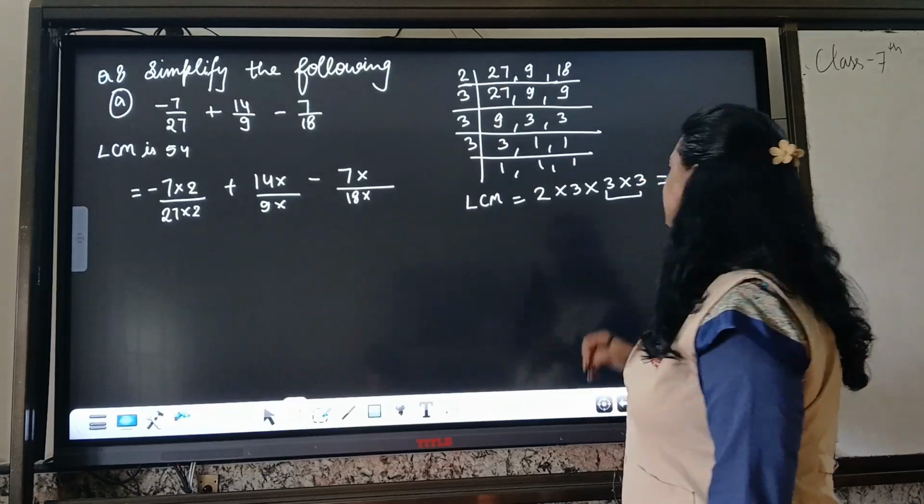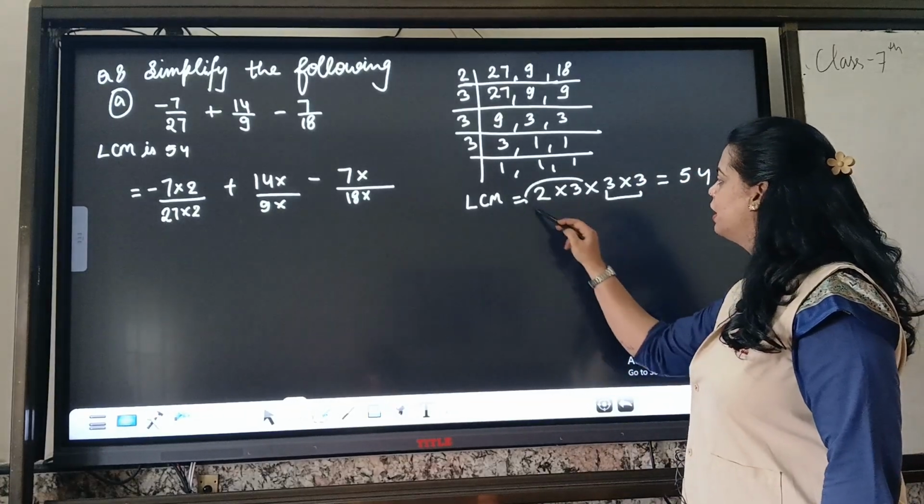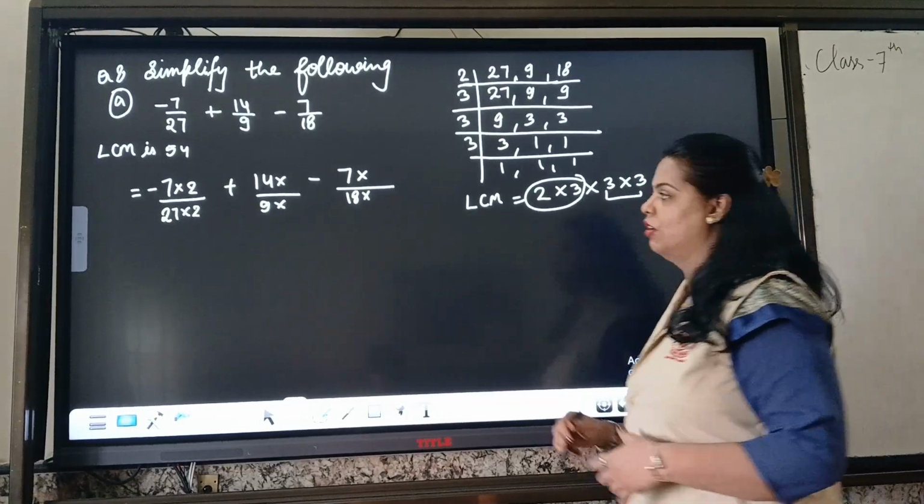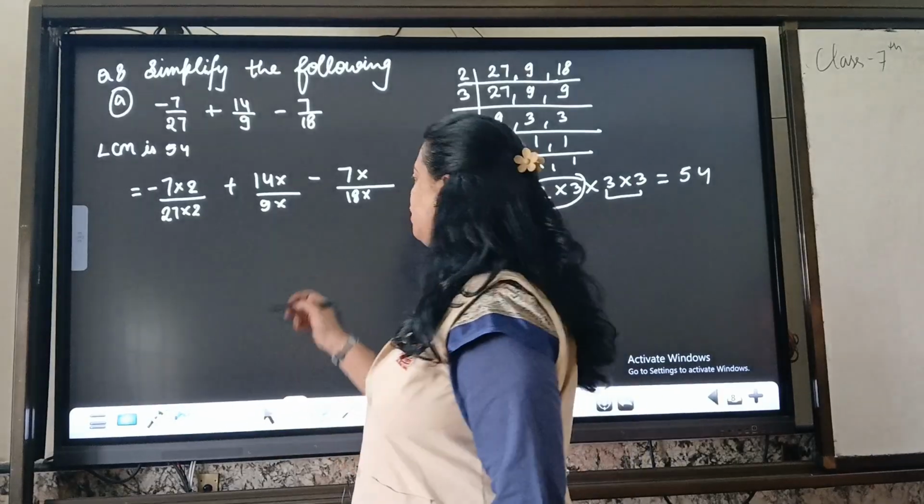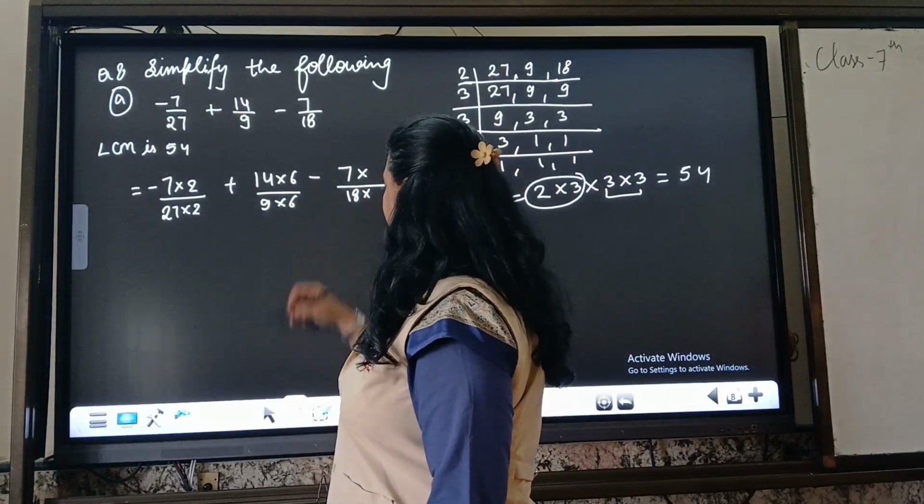These 2 3s are giving us 9. So which number is remaining? 3 2s are 6, and you all know 9 6s are 54. So we will write 6 over there.